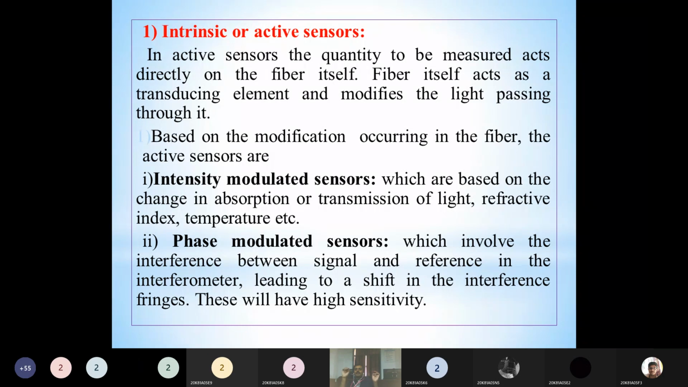So depending on that bending, some losses will be there, and some phase change will be there. Okay, so for phase modulated sensors, if any phase change happens inside the optical fiber in the output, that will act as a phase modulated sensor.